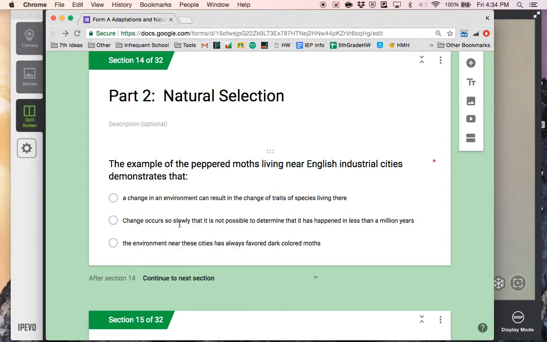What about this one? Change occurs so slowly that it's not possible to determine that it happened in less than a million years. Baloney. The peppered moth is an example of this because it only took like 100 years for that moth to change traits. So this would not be true. The environment in these cities has always favored dark-colored moths. Not true either. They used to favor light-colored moths because the trees were light-colored until the environment changed, which is why we have this first one as our answer.